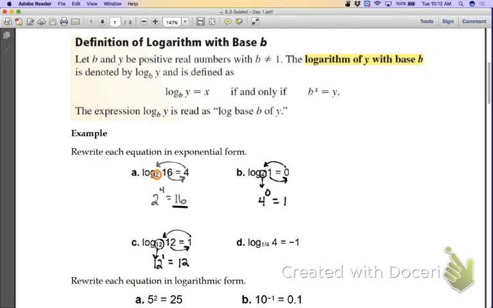So same way on D, if I have 1/4, 1/4 is just my base. I would tell you if you have anything that's a fraction, put it in parentheses. The negative 1 is going to come over to the other side. The 4 is going to slide over to the other side, and we're done.